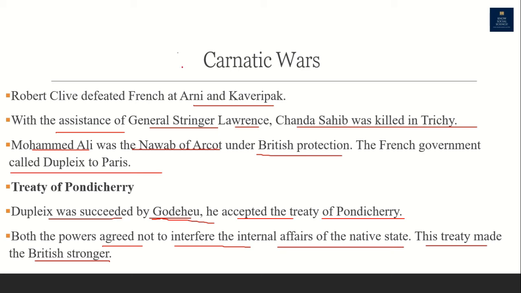The English proved their superiority on land by appointing Muhammad Ali as the Nawab of Carnatic. The French were still very powerful in Hyderabad. However, the prominent position of the French in the Deccan Peninsula was definitely undermined in this war.